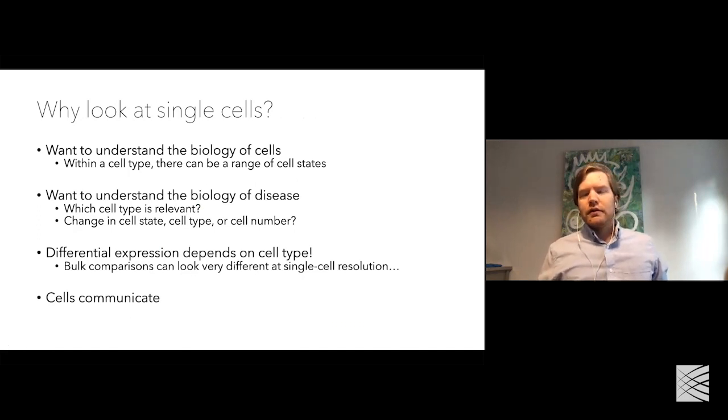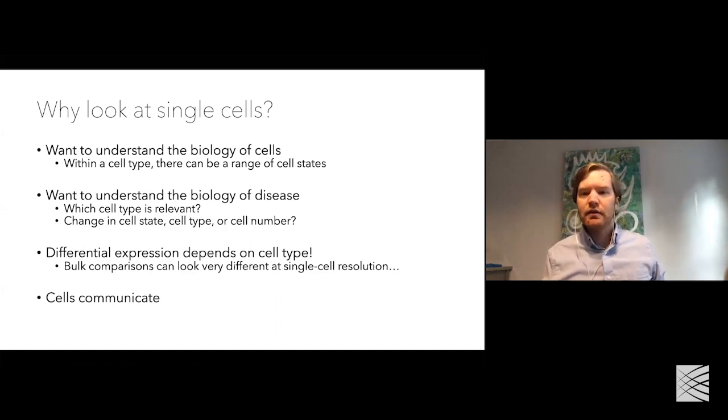So why do we want to look at single cells? I probably don't have to convince anyone here that it's interesting, but just to review some of the main ideas, maybe we want to understand the biology of single cells. How do cells work? What makes one cell type different from another cell type? Within a cell type, there can be a range of different cell states. How varied are they for a given cell type and in different conditions? Maybe we want to understand more about disease. Which cell types are relevant for disease, which are not, which play the major role?